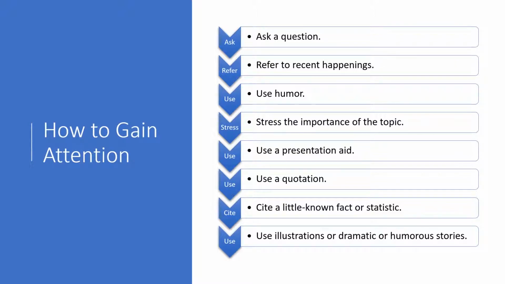You could also use a famous quotation by a famous person. You could also cite a little known fact or statistic or a startling statistic. And then finally, you could use a short story or dramatic or a humorous story about your topic. Just remember that always, always, always, when you're gaining attention, it needs to relate to the topic that you're going to speak about.